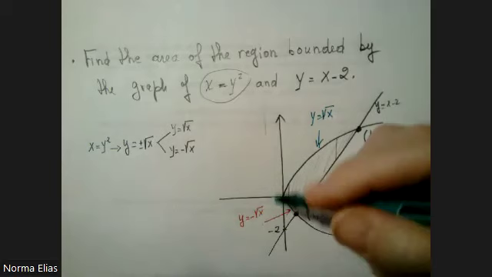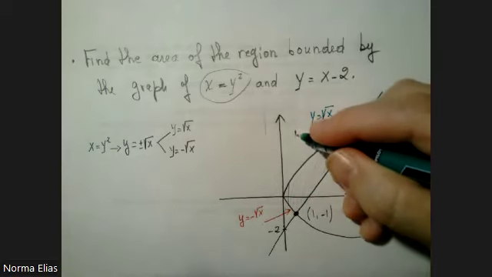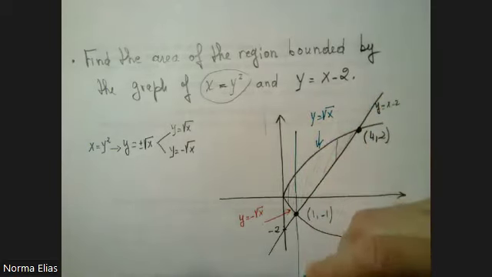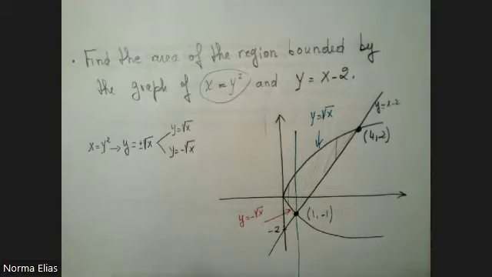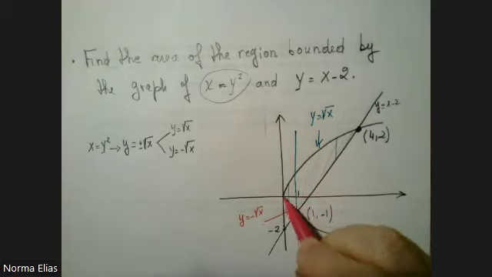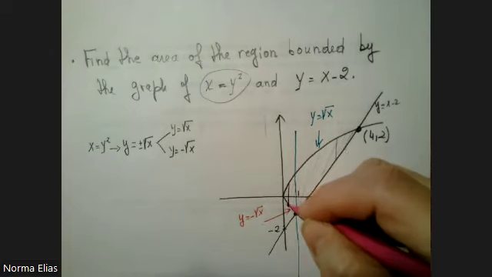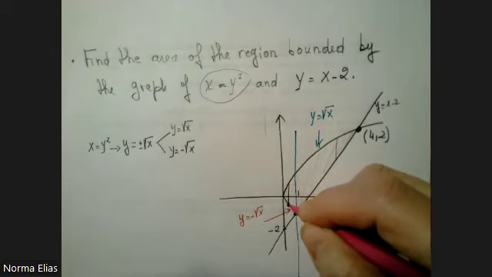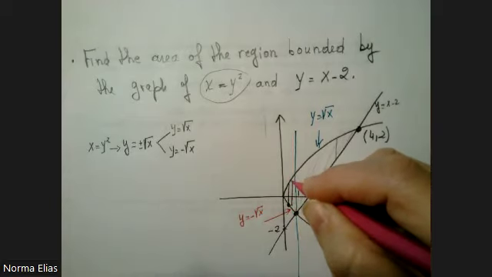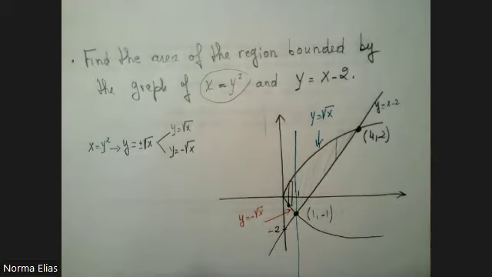Let's look at the picture very carefully. I'm going to split like that. Did you guys see where I split? This is the one. From here to here, the bottom curve is minus root x. The upper curve is root x. Am I correct?